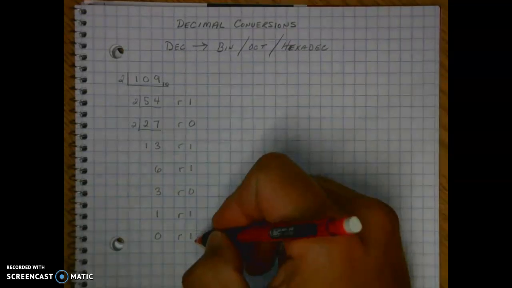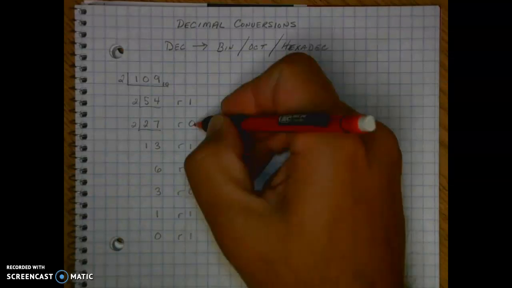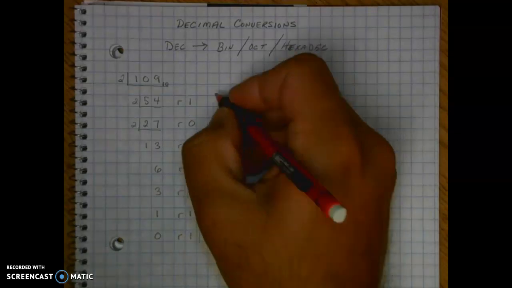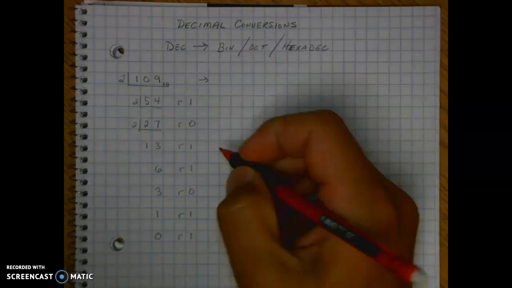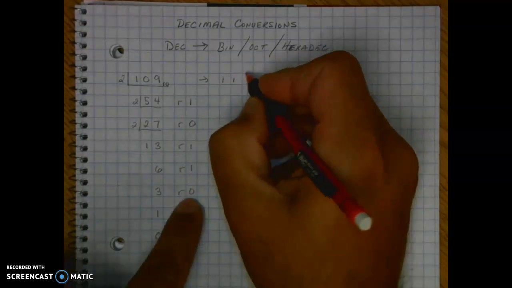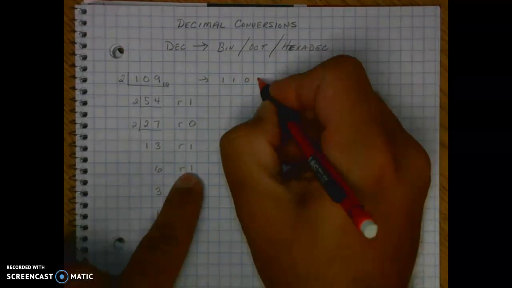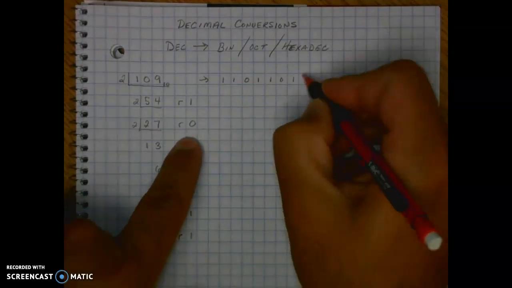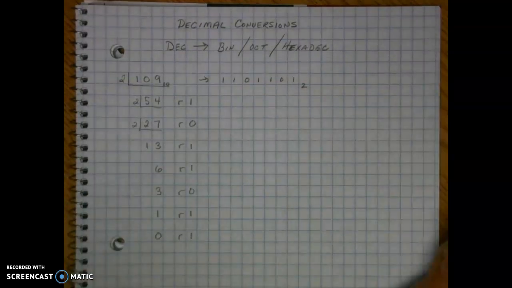Now, the last remainder you got is actually going to be the first one in the number. So we're going to read them going back up the paper. And your answer for binary is going to be 1, 1, 0, 1, 1, 0, 1. And that is your answer in base 2.